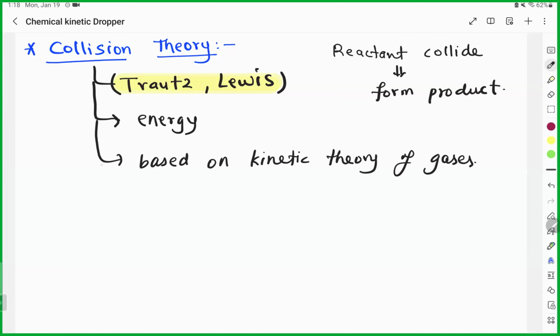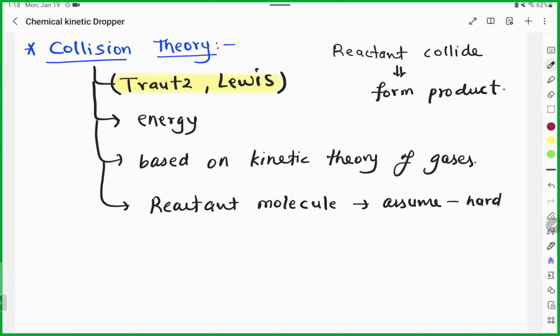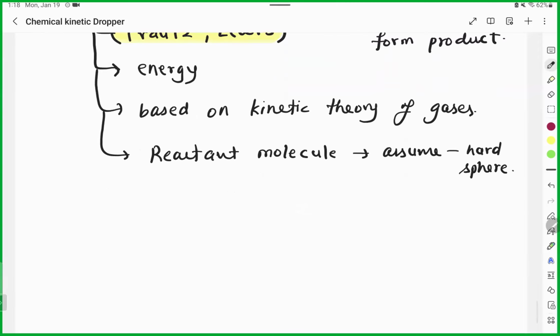Correct. In this case, whenever you take any reactant molecule, this is also one of the drawbacks: we assume these reactant molecules are hard spheres. So when these reactant molecules react with each other, you need two important factors. One is the minimum kinetic energy, and second is the proper orientation.